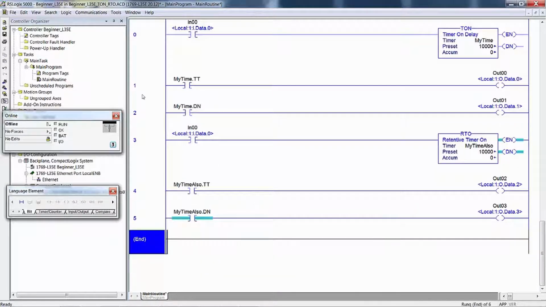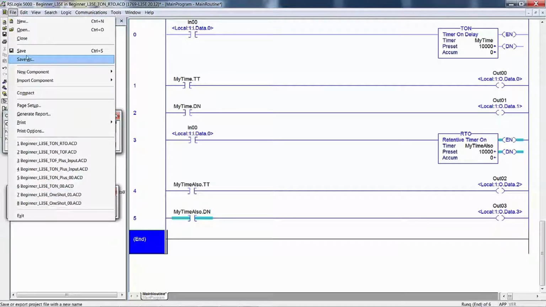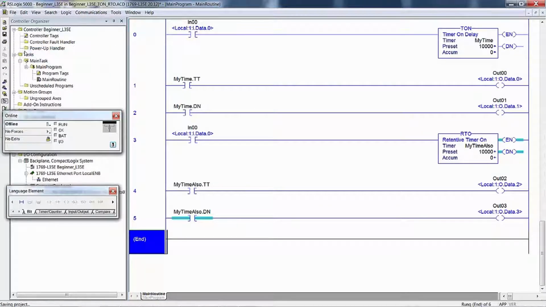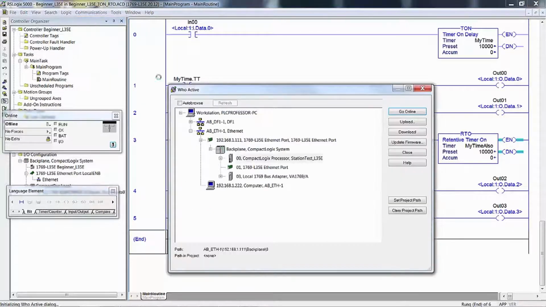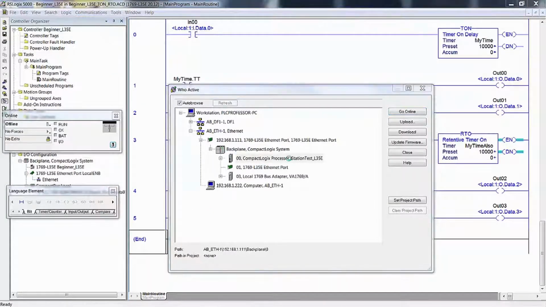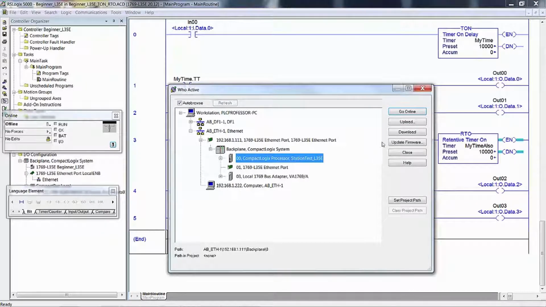Now we're going to download. We're going to save first. And since we've already named it TON RTO, we don't have to change the name, we can just save. Then communications, RSWho Active. Select the processor, download.